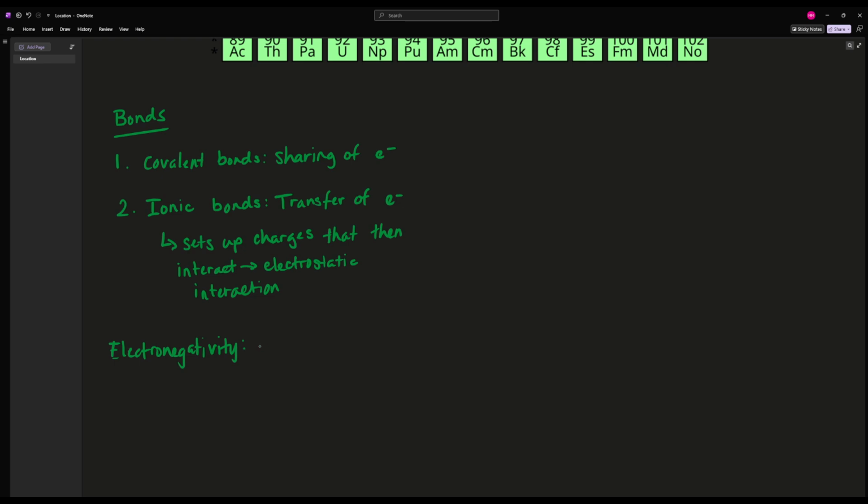Electronegativity references, we can say, the tendency of an atom to pull or attract shared electrons. In other words, this is how strong an atom or an element pulls on the electrons involved in its bonds.